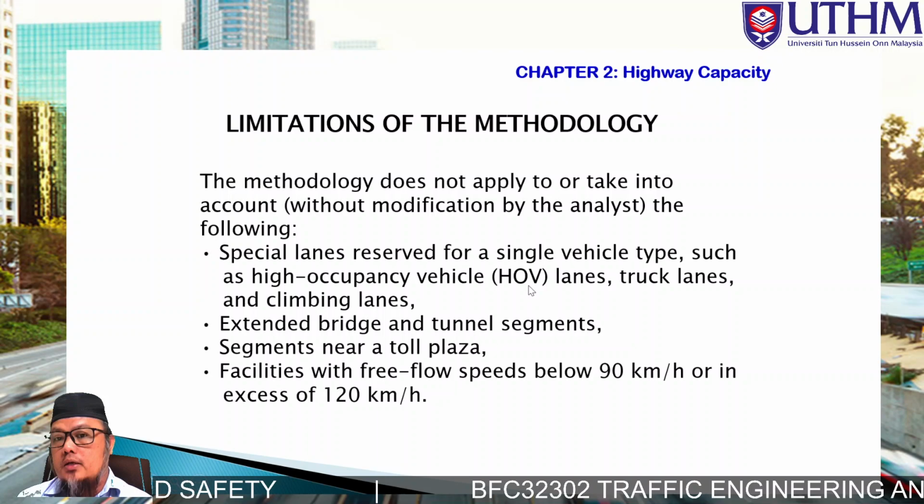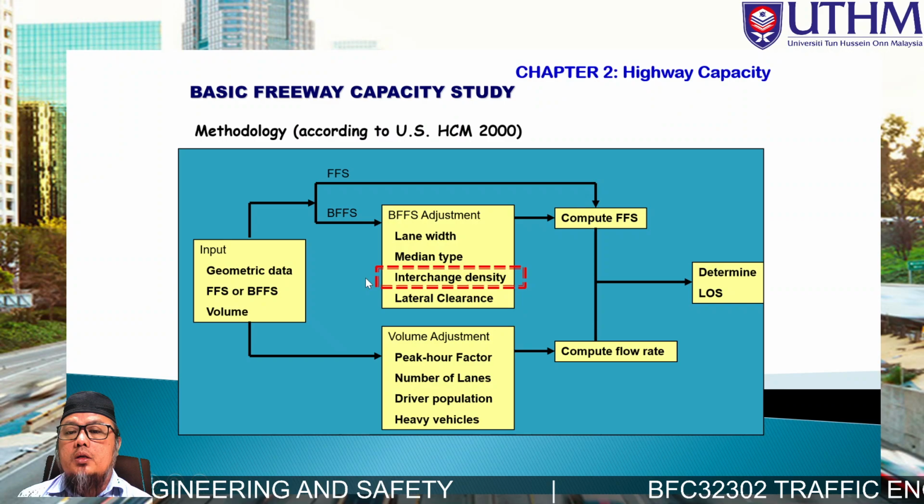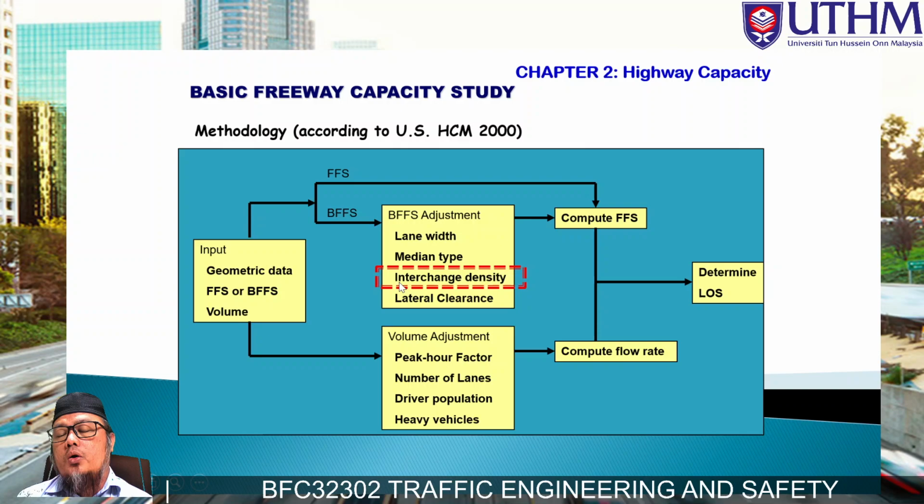We're going to have input from the FFS or BFS, volume, and geometric data, and then adjustment for the basic freeway speed, including this parameter. Quite typical with the multi-lane, but here we have a little change. In multi-lane, they consider access points, but for freeway they have interchange density, the facilities where drivers or traffic exit from the freeway, and also lateral clearance, and the rest for volume is typical.